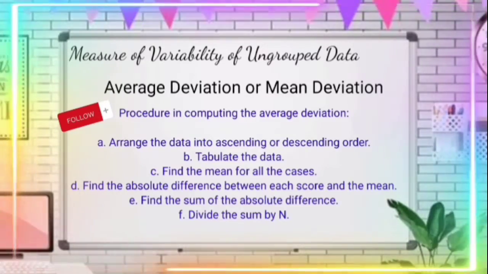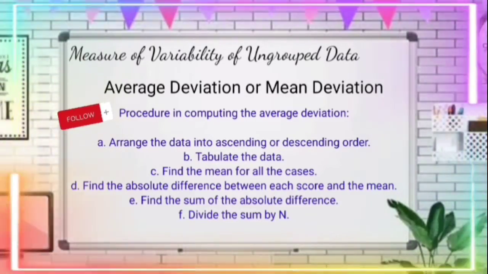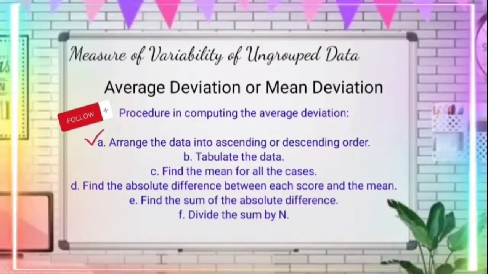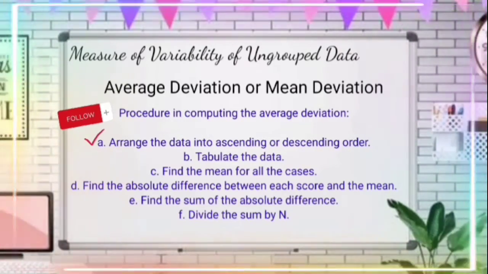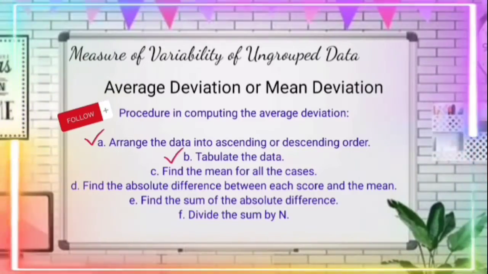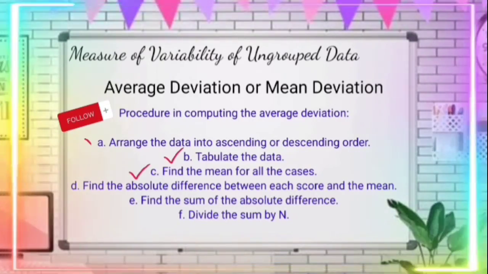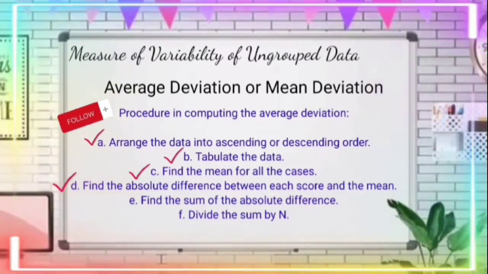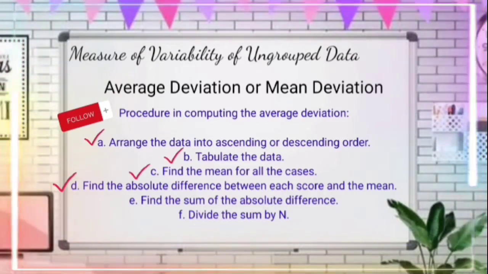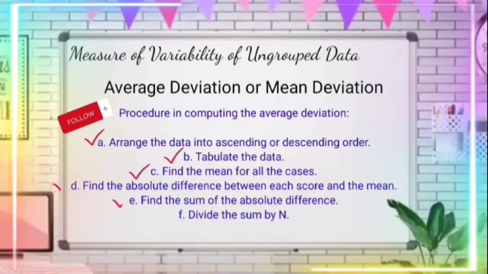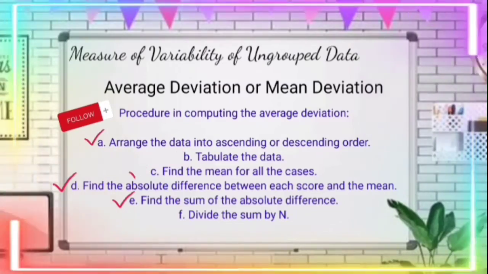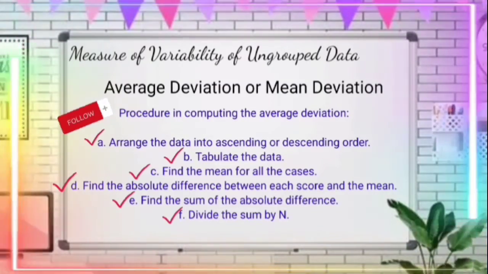Let's have the procedure in computing the average deviation. Letter A: arrange the data into ascending or descending order. B: tabulate the data. C: find the mean for all the cases. D: find the absolute difference between each score and the mean. E: find the sum of the absolute differences. And F: divide the sum by n.